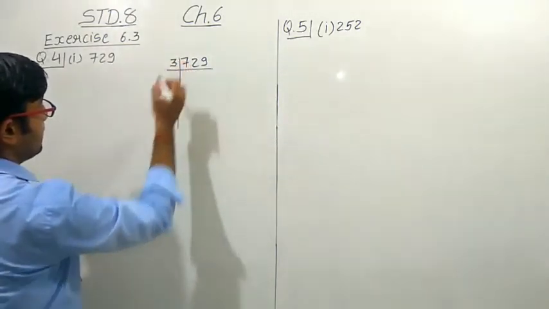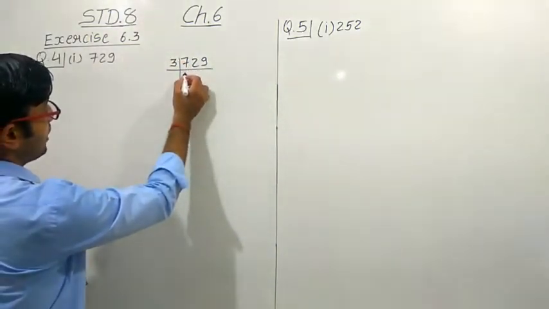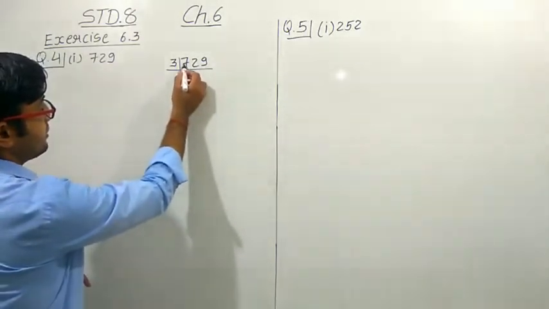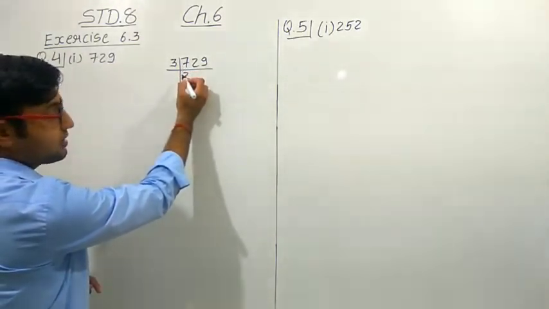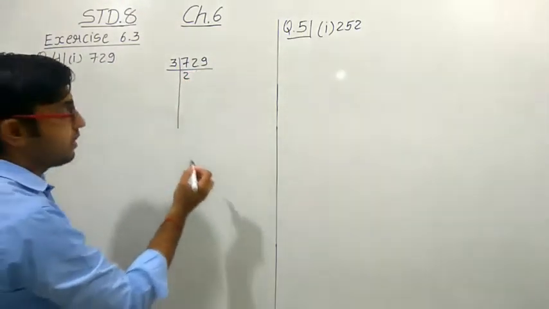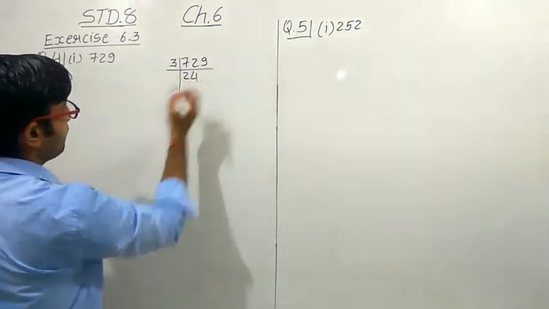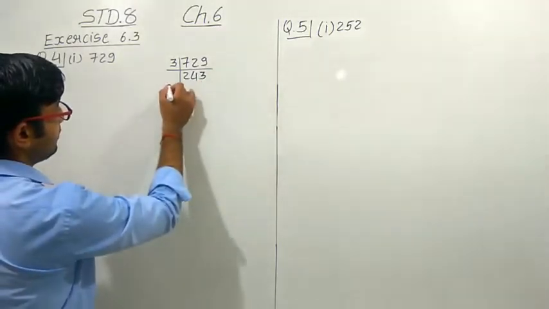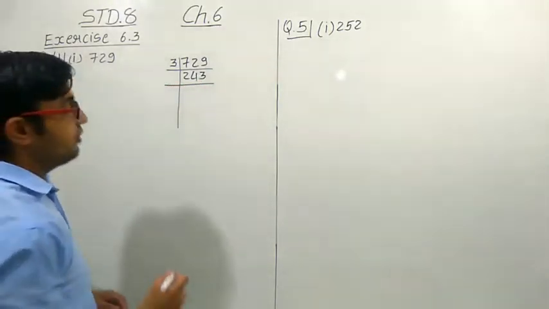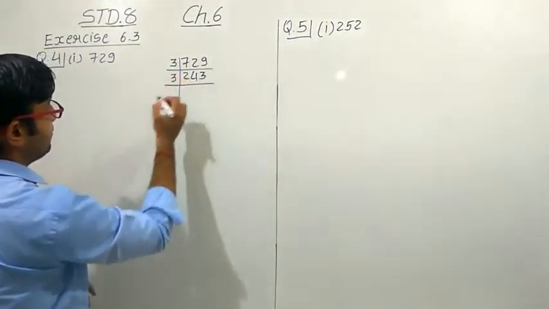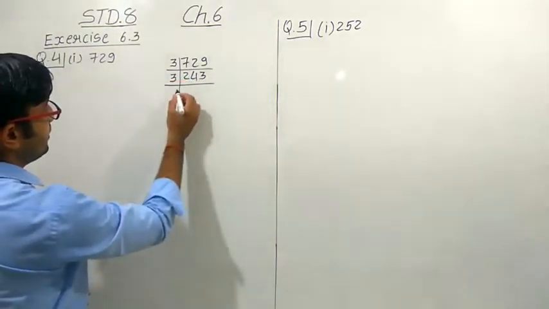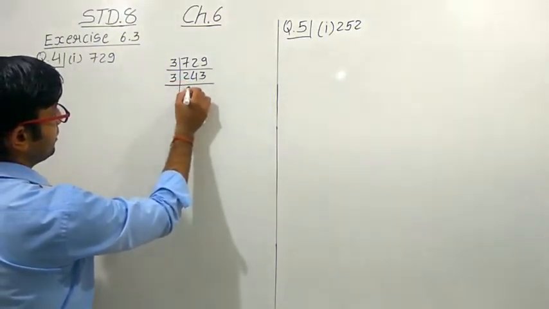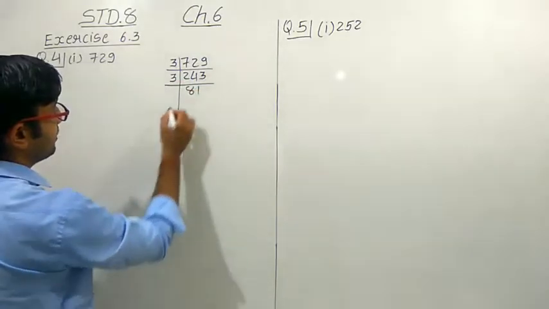So when we divide it by 3, we get 3 2s are 6. 7 minus 6 is 1. 1 into 2, that is 12. So 3 4s are 12 and 9 is there. So 3 3s are 9. Now again we have to divide it by 3. So when we divide it by 3, we get 3 8s are 24 and 3 ones are 3.